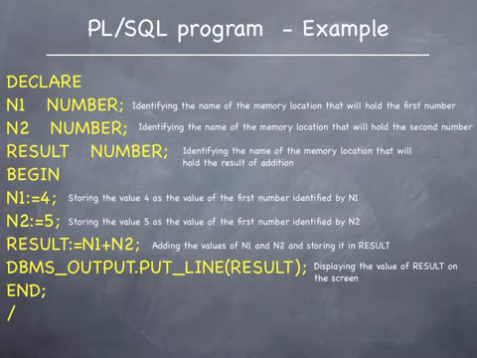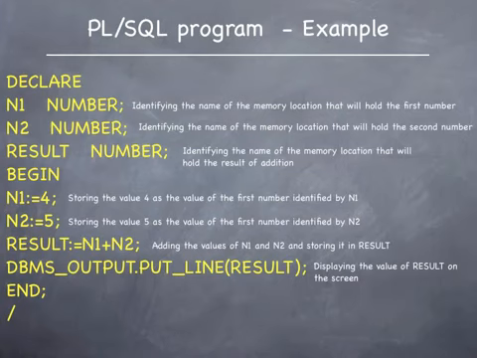The first statement, N1 colon equal to 4, assigns the value 4 to N1. The next statement assigns the value 5 to N2. This is then followed by the arithmetic of the two numbers being done. The arithmetic is done by saying result is equal to n1 plus n2. The values of n1 and n2 were added and stored in the variable called result.